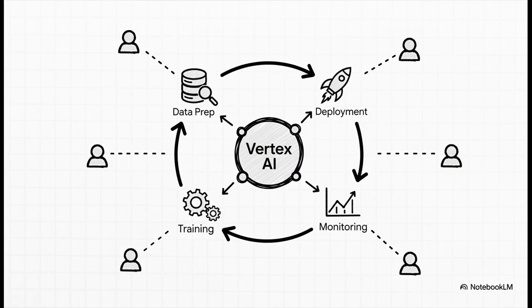Well, the solution is something like Vertex AI. You can think of it as the central command center for all your AI projects. It's one unified platform that streamlines everything from building and deploying to managing your AI. It gets everyone on the same page, and boom, no more wasted effort.